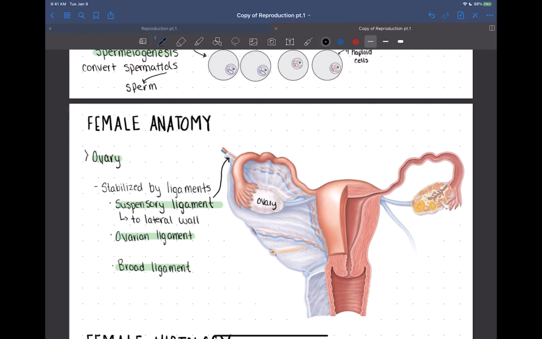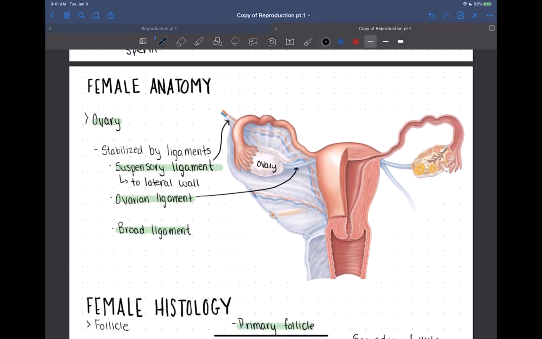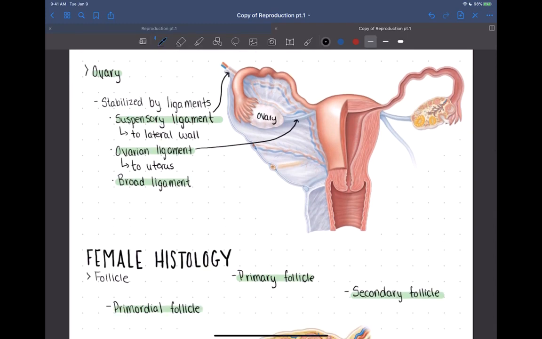Okay, and you can kind of tell by its location, it's going to go out on either side from either ovary towards the lateral abdominal wall and anchor it in place that way. And then we have our ovarian ligament, which is here. That ovarian ligament is going to connect the ovary medially to the uterus. And then lastly, we have the broad ligament. So the broad ligament is a fold of the peritoneum.